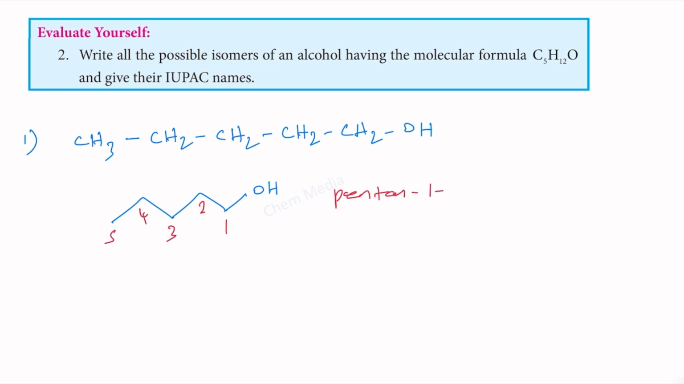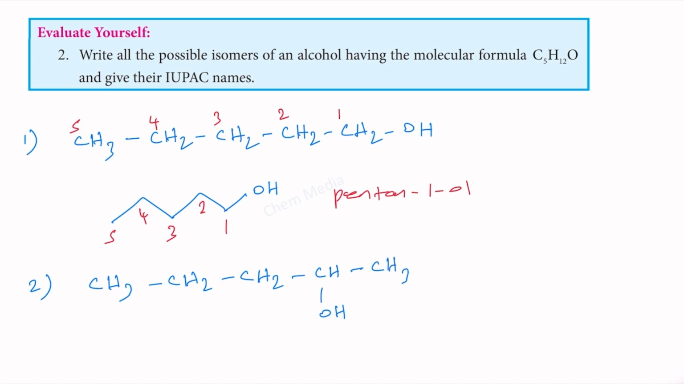This is pentane 1-ol. And then number 2, we can also write pentane 2-ol, that is CH3, CH2, CH2, CH, OH, and then CH3. The corresponding structure in bond line notation will be 1, 2, 3, 4, 5, and then a 2 position alcohol functional group. This is pentane 2-ol.